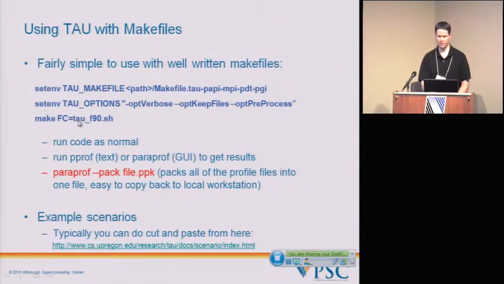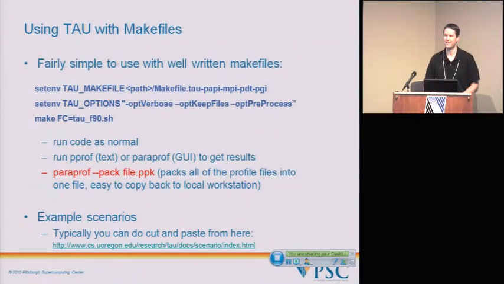You change that value to the appropriate tau script, meaning what language are you using. If it's Fortran, you use this one. If it's C++, you use tau_cxx.sh, and if it's C, then you use tau_cc.sh. So you just point your makefile to the appropriate tau script, and that will do the instrumentation. Is that clear?